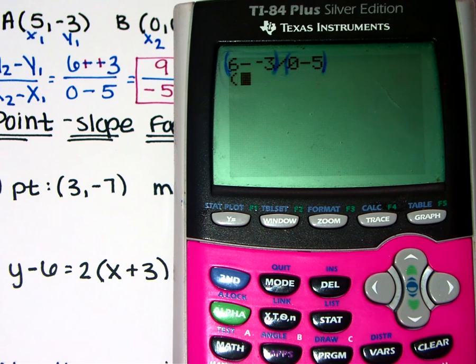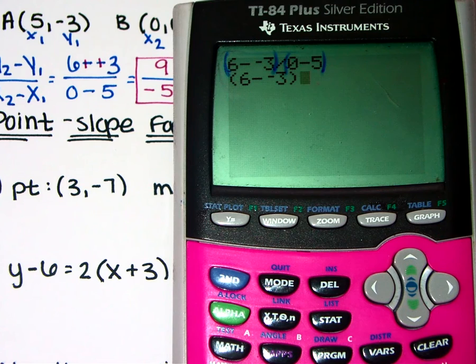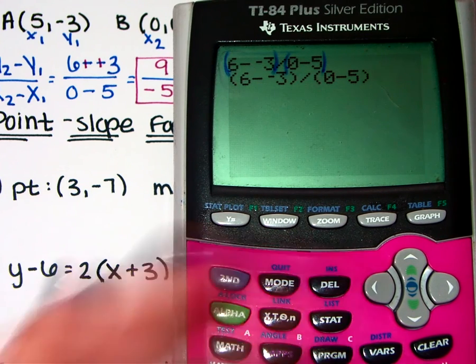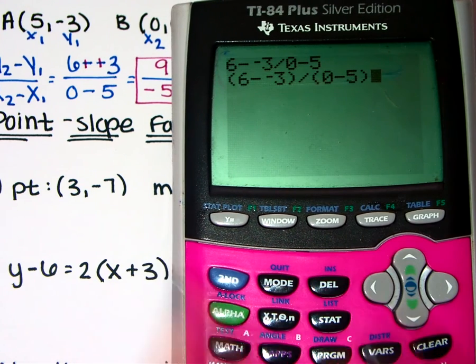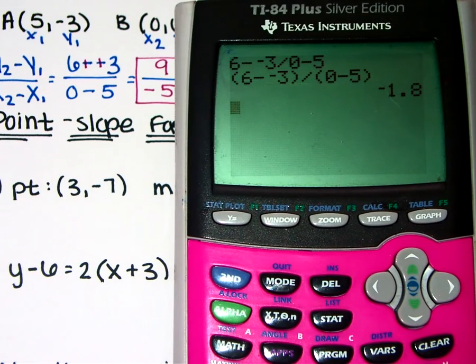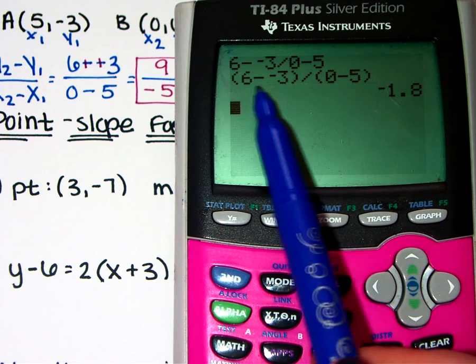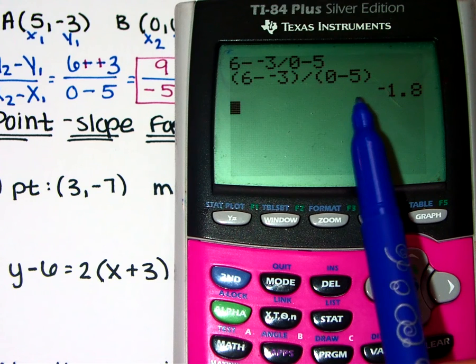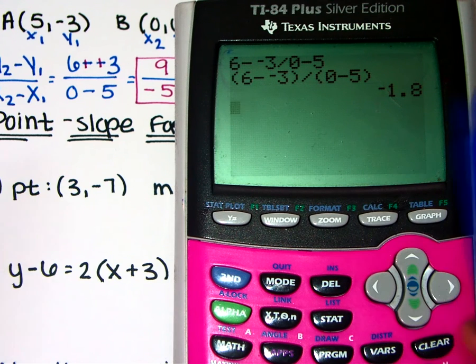If that's what you want, you have to tell your calculator, hey, I want you to subtract first by putting parentheses around your values. So when we change and put parentheses, your calculator is now smart enough to realize, okay, you want me to simplify this top, simplify the bottom, then divide. Now, slope is always a fraction. So we don't want to put slope as negative 1.8.